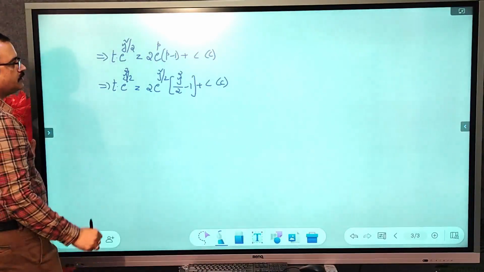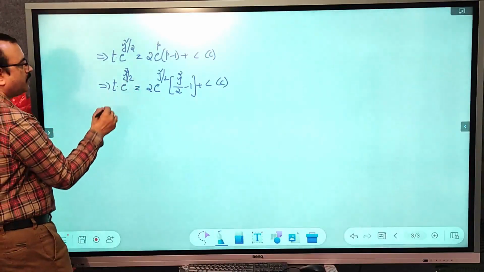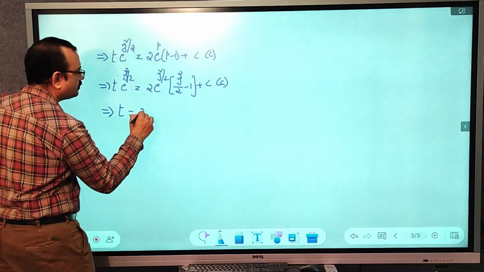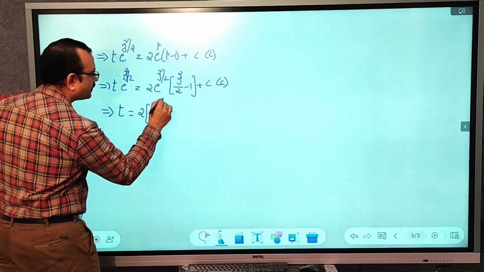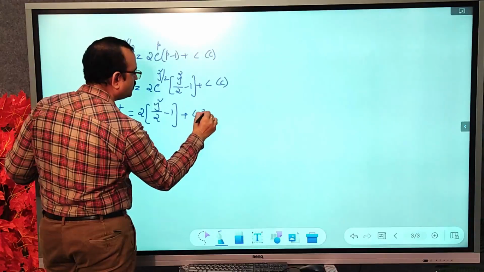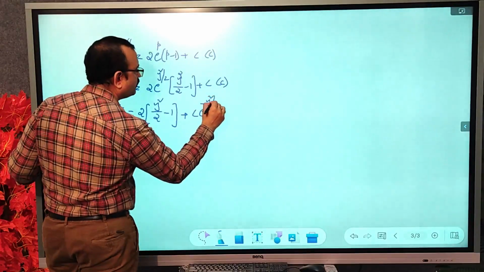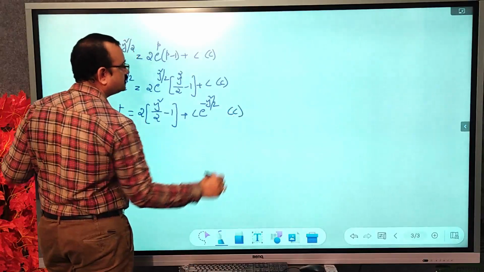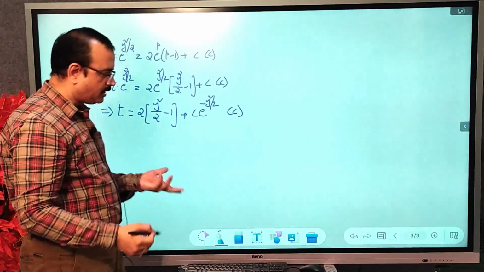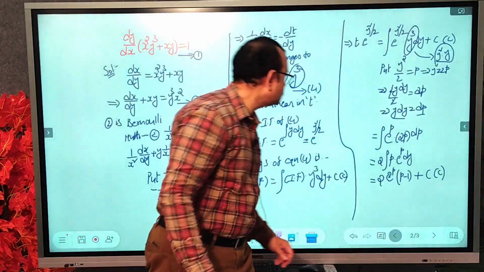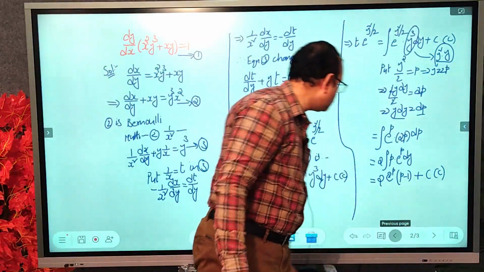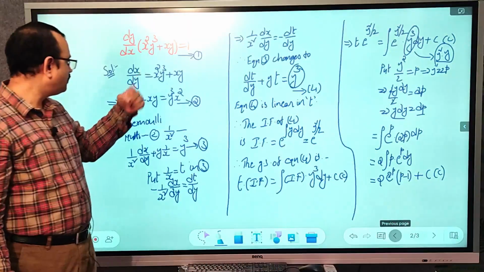Now if you multiply e power minus y square by 2 on both sides, then we get t is equal to 2 into y square by 2 minus 1, plus c, into e power minus y square by 2. Of course, where c is an arbitrary constant. So this is the general solution of this linear differential equation in t, that is the general solution of differential equation 4. But we need the general solution for the given equation, so we have to replace t.